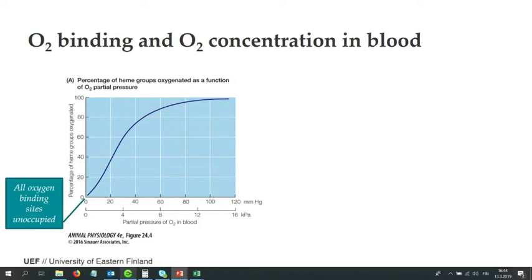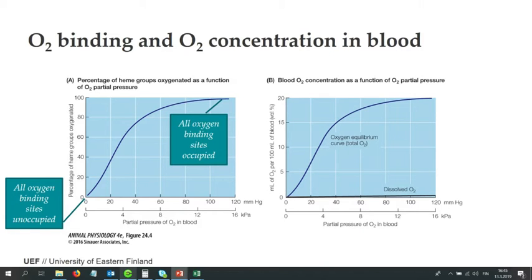So if there's no oxygen available, so if the partial pressure of oxygen is zero, then of course all these binding sites are unoccupied. There's no oxygen. And if there's enough oxygen or very high oxygen concentration, very high partial pressure of oxygen, then all these binding sites are occupied. And between them there's a sigmoidic curve, as well as there's a sigmoidic curve on how much oxygen we have in the circulation.